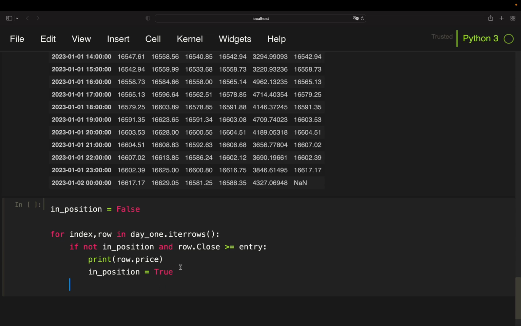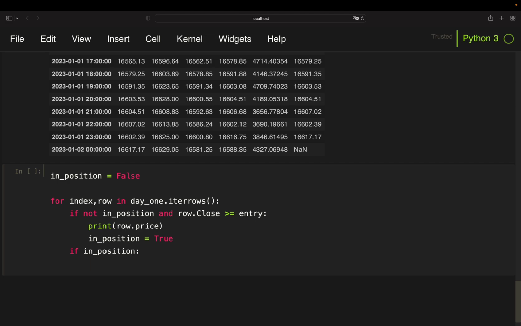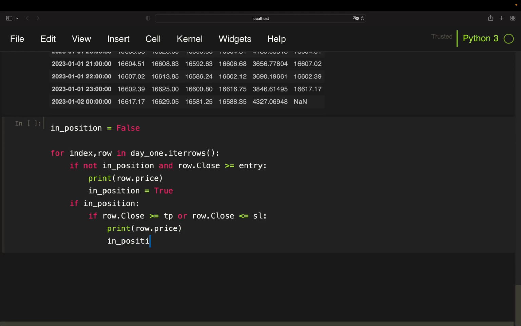And now I have to take care of the selling conditions. I have to check if I'm in a position. Then I want to check two things. First, is my close above or equal to my target profit, or is my close smaller or equal to my stop loss? And in either of those cases, I want to print out my row price to get my selling price. Then I'm setting my in position flag to false, and I'm also breaking the loop.